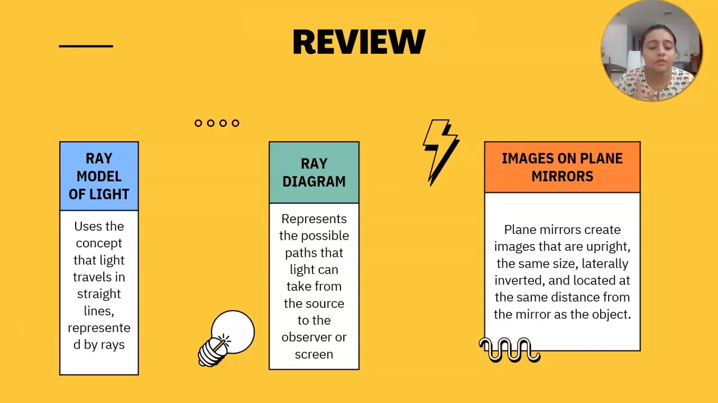So we have learned that the image's characteristics are that it is laterally inverted, of the same size, upright, and at the same distance from the mirror as the object. So this is all we have learned in this part 1 section.